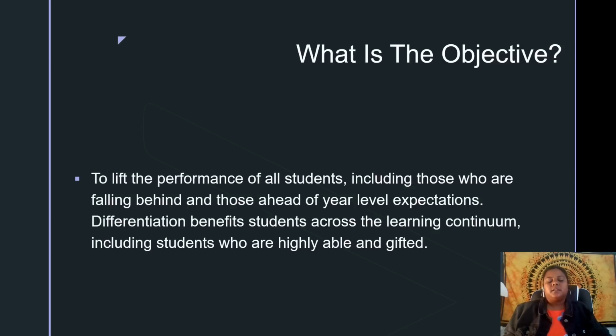Differentiated instruction benefits students across the learning continuum, including students who are highly able and the gifted students as well. So you have the ones that tend to fall behind, then you have your beginners, then your middle average students, and then really the ones that excel at your subject matter. And then you have your truly gifted students. They're above and beyond whatever you're teaching, above and beyond those standards.